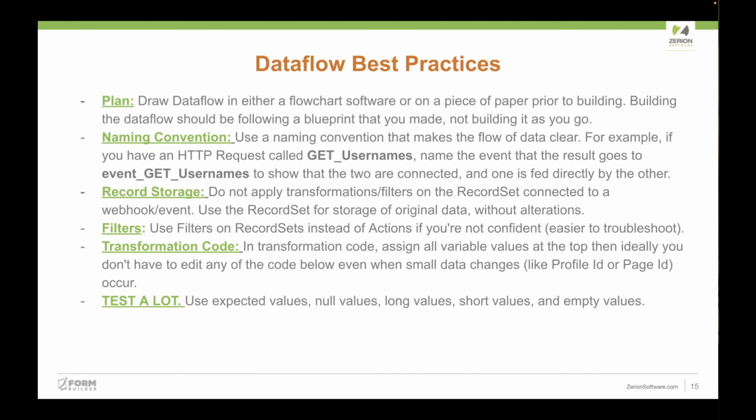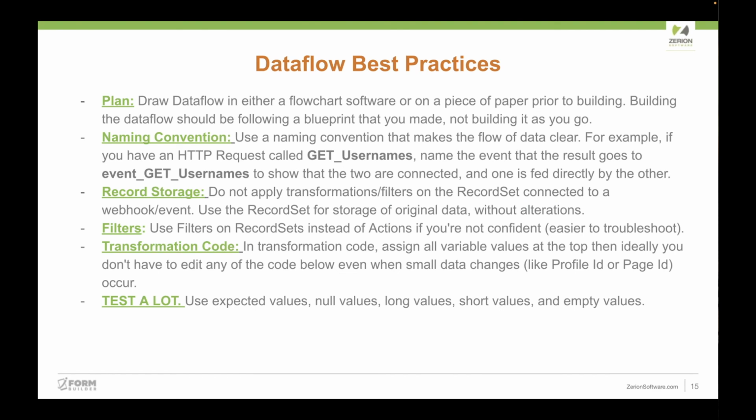Record storage: do not apply the transformations or the filters on the record set that's connected to a webhook or event. That's where I mentioned to you, you want to have that original data so you can always go back and view it if anything isn't working, and you don't want to have a filter attached to it. With our filters, always try to apply those to the record sets instead of the actions. By doing it to the actions, it's a little bit harder to troubleshoot. So it's much easier if you just put it in that record set and then troubleshoot as you go from there.